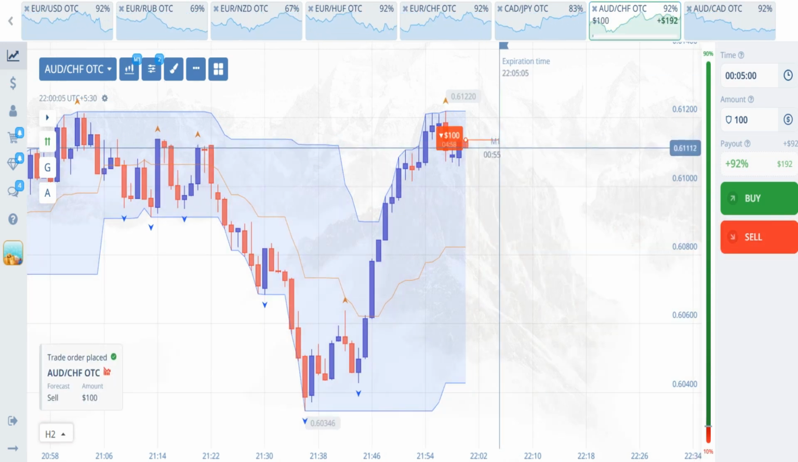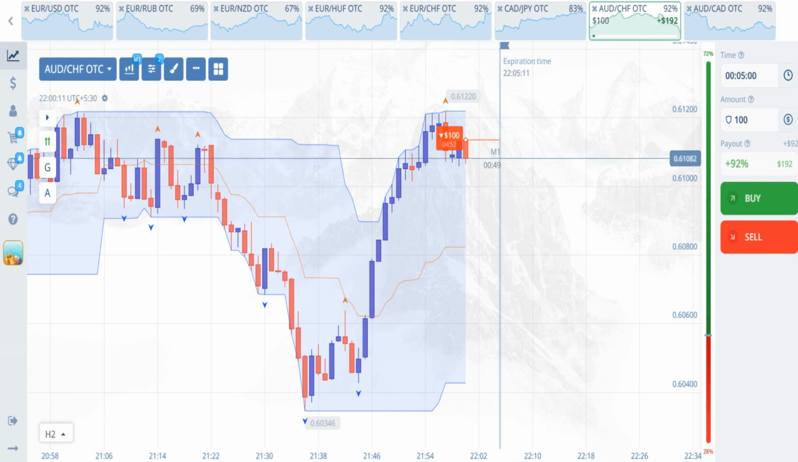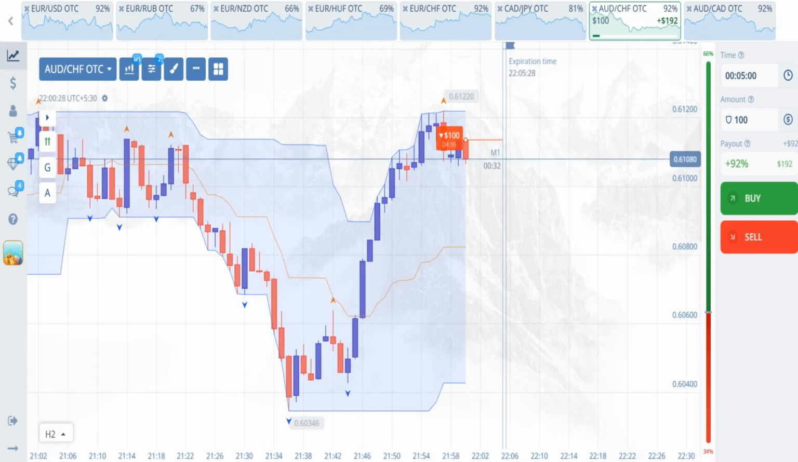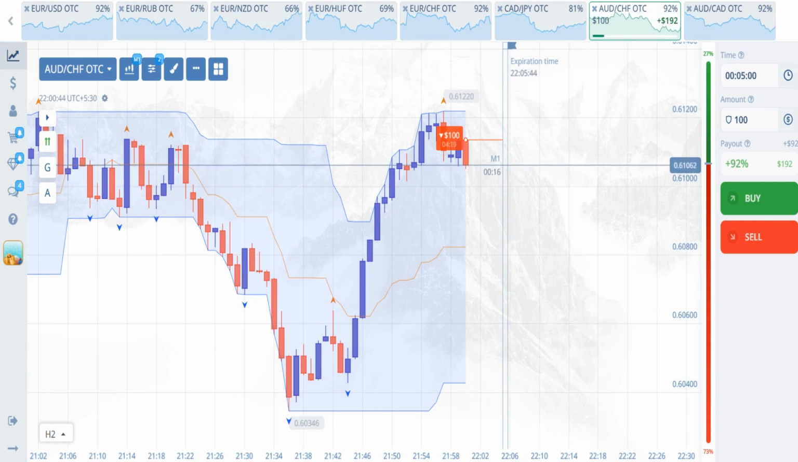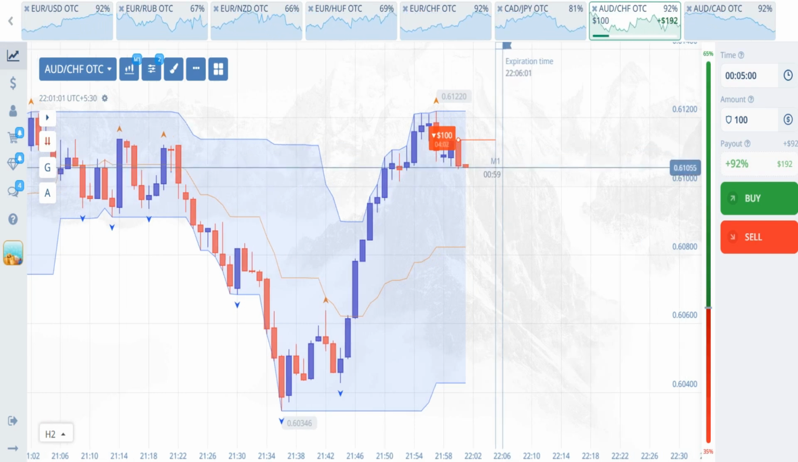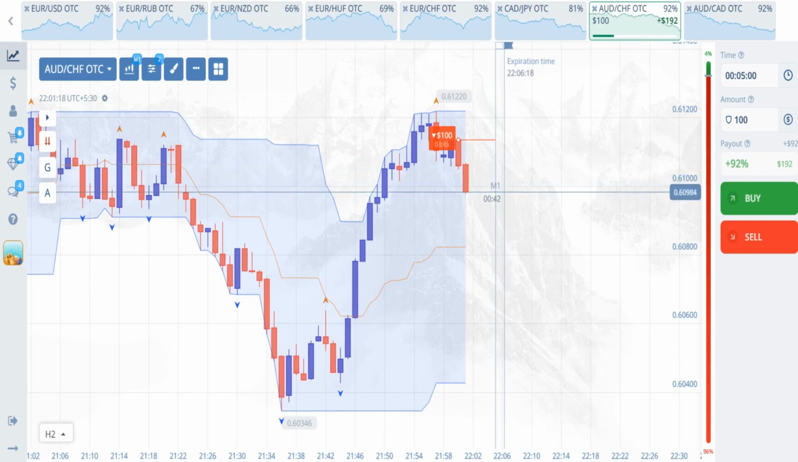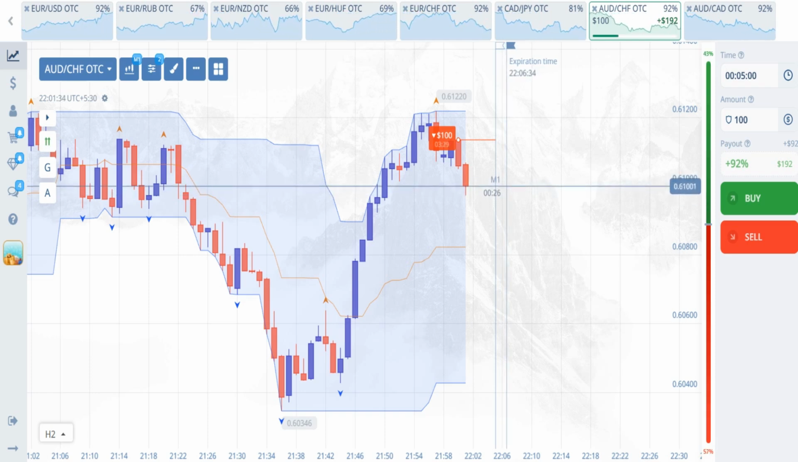You might think this sell trade setup follows our trading rules because the candle reversed after touching the upper line of the Donchian channel, and a sell arrow appeared from the Fractal Indicator. But that's not entirely correct. Let's look at the bigger picture.